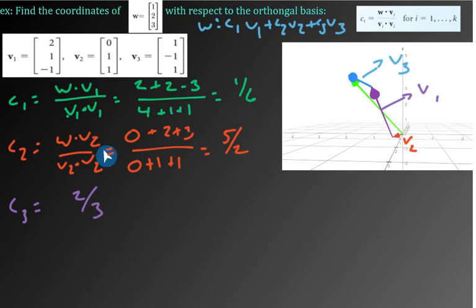Computationally, this is much easier than doing a massive row reduction problem. I could show that a little bit, but basically these are the combinations: 1/6 of one of these plus 5/2 of another, plus 2/3 of the other one. If you do that out tip to tail, you'll get the green vector, which is (1, 2, 3). That's the idea.